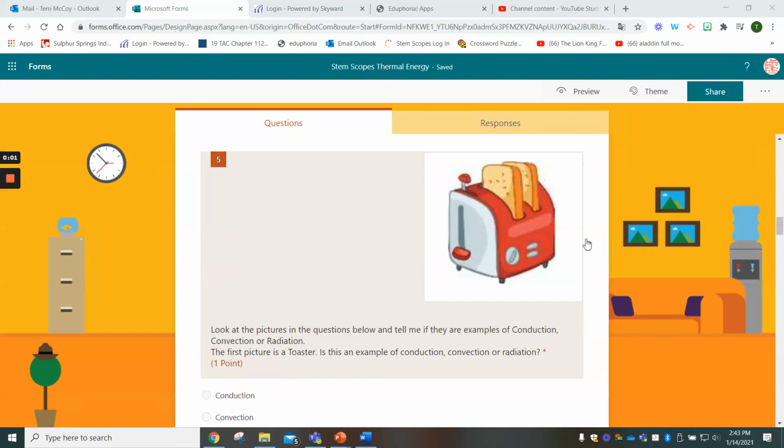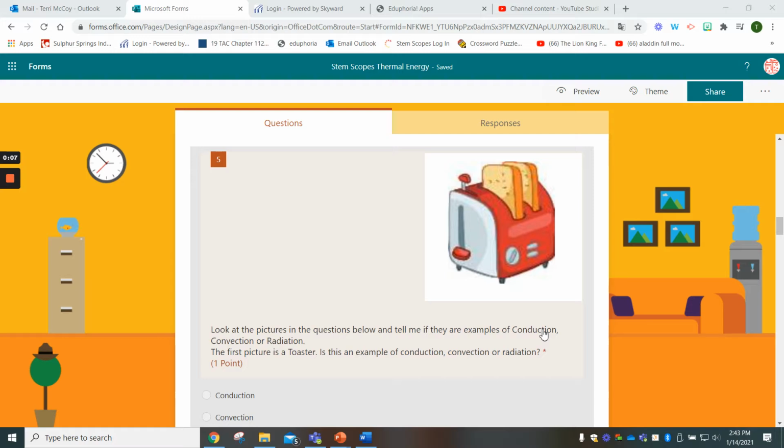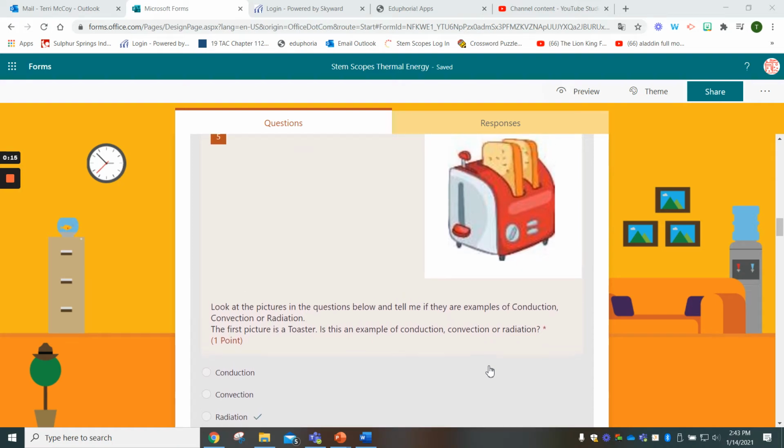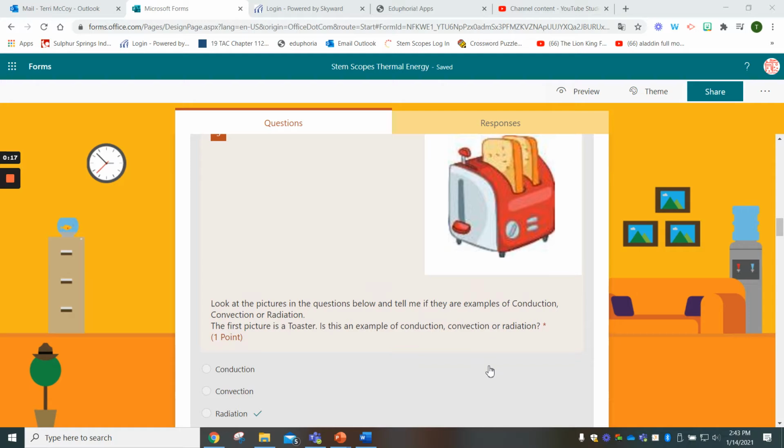All right, so here we're going to look at the pictures in the questions below and then tell me if they're examples of conduction, convection, or radiation. The first picture here is a toaster. Is this an example of conduction, convection, or radiation? So, an answer to this question is radiation.